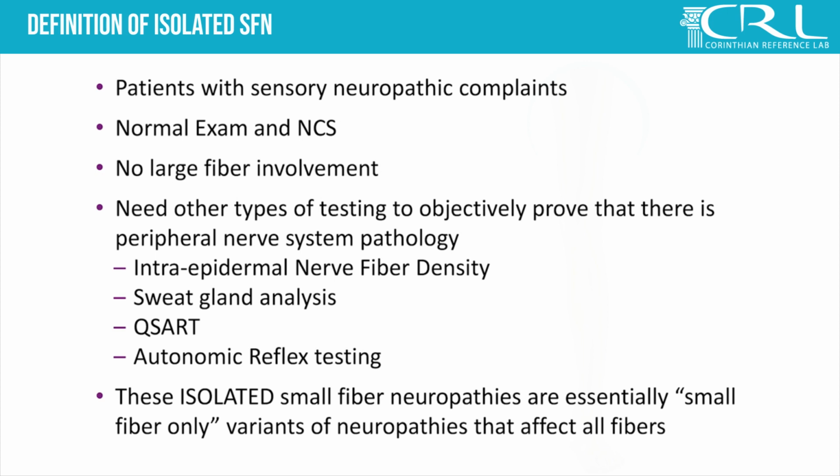The gold standard at this point is to do intraepidermal nerve fiber density testing through a small punch biopsy. But one could also look at QSART, one could do autonomic testing, and one could do sweat gland analysis. But the bottom line here is what we're referring to are patients that have a pure small fiber variant of the typical neuropathies that we see in other conditions. But like these other typical neuropathies, the phenotype is very important in understanding the underlying diagnosis.